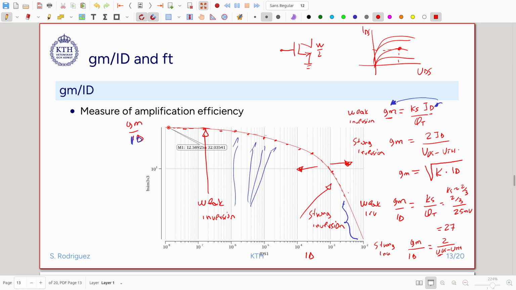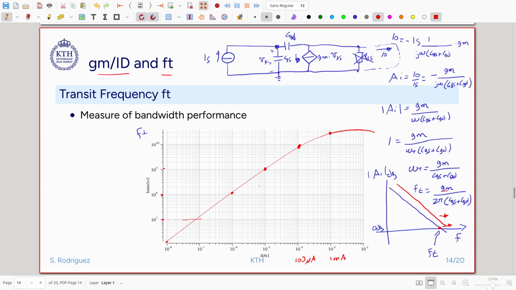Now, how do I select the size and the bias? There is a complete design methodology called the gm/ID methodology that is based only on these two plots. So typically I will need to accomplish some bandwidth requirements and gain requirements, and for that I will need to select the gm/ID that I want to use and also the FT that I need for my transistors.